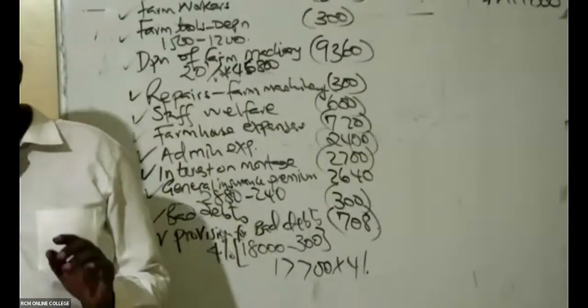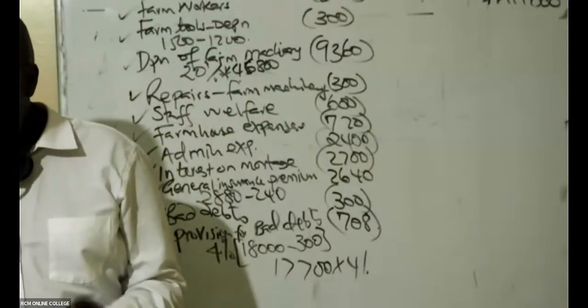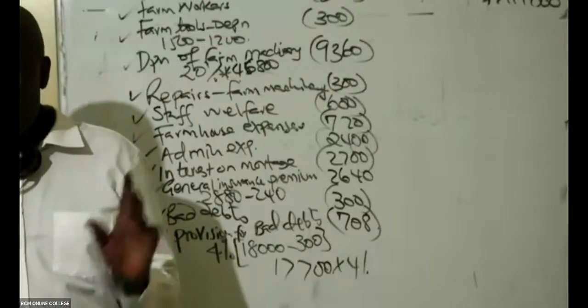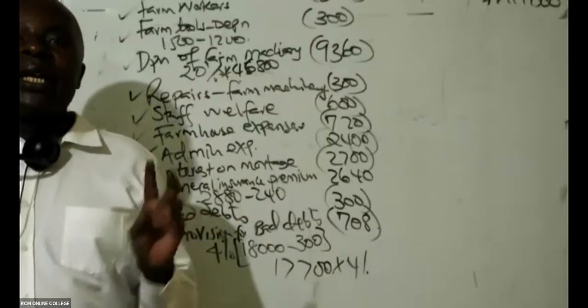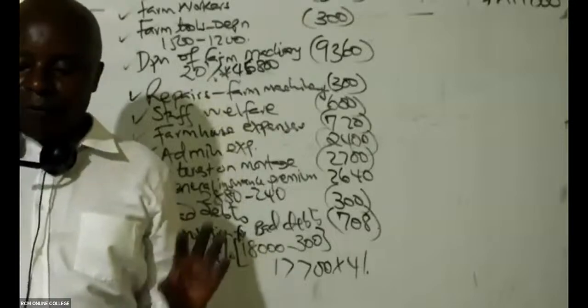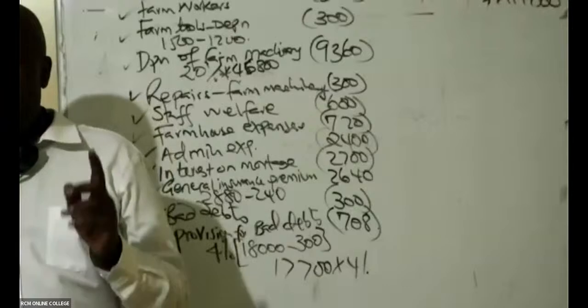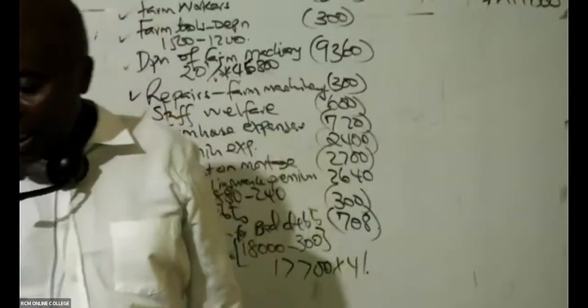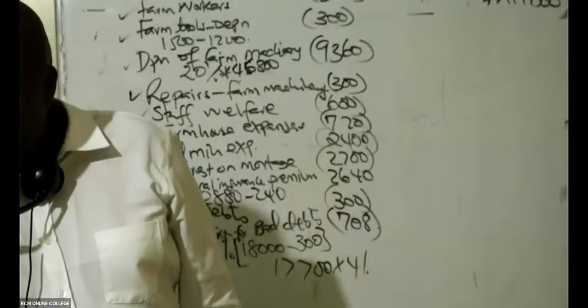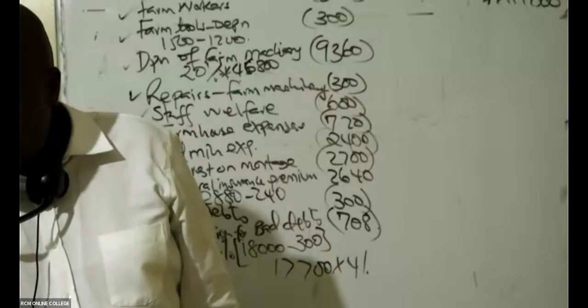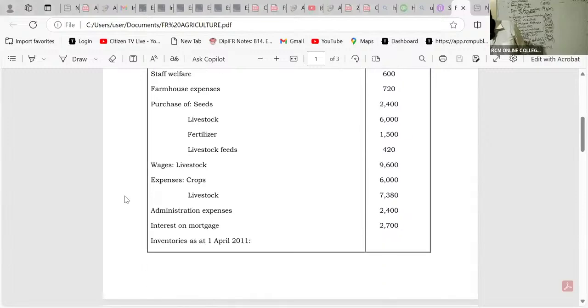So allowance for doubtful debts, many students are not able really to get this because they forget the netting off effect. They forget the netting off of any specific bad debts written off. They normally forget that. And then, ladies and gentlemen, you come in this case and continue reading your notes.